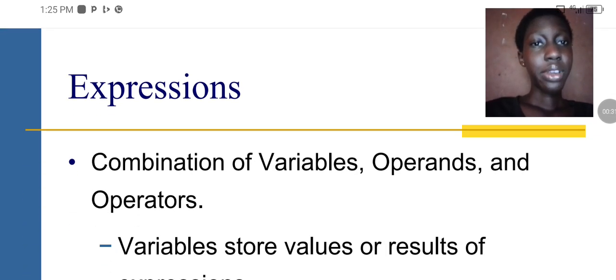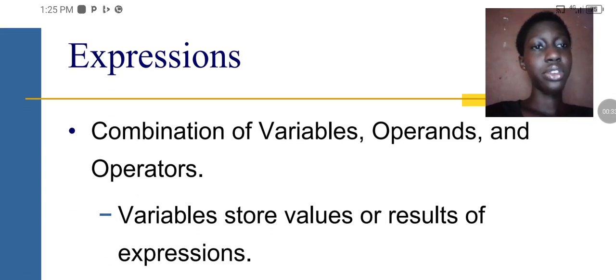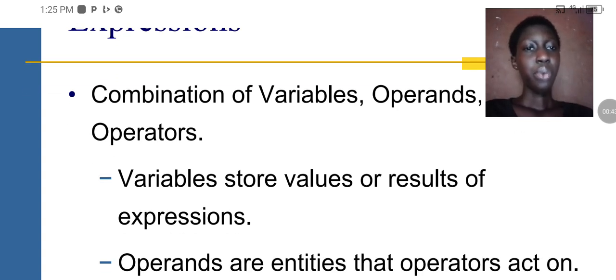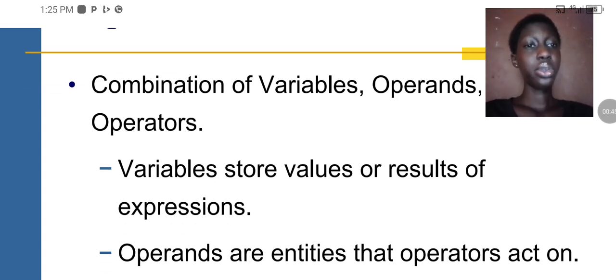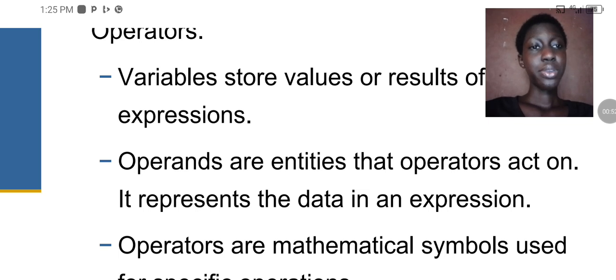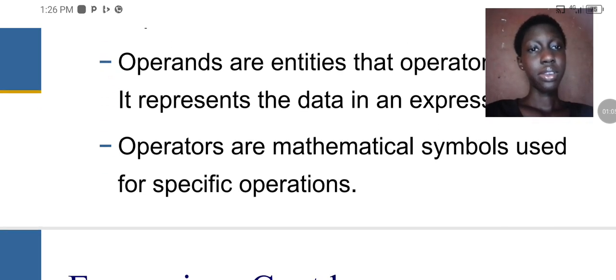When we talk about expressions, they are combinations of variables, operands, and operators. Variables store values or the results of expressions. Operands are the entities that operators act on, and they represent the data in an expression.